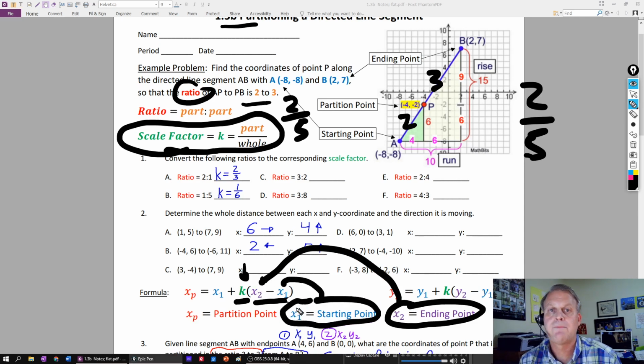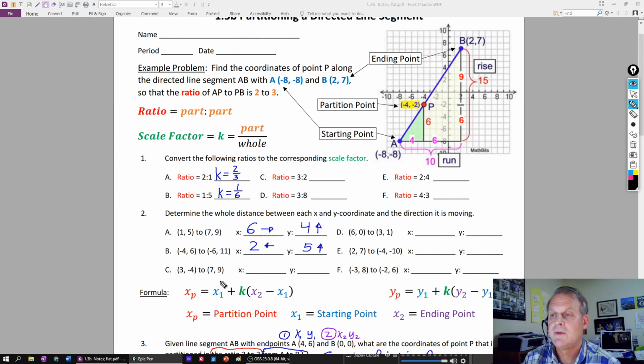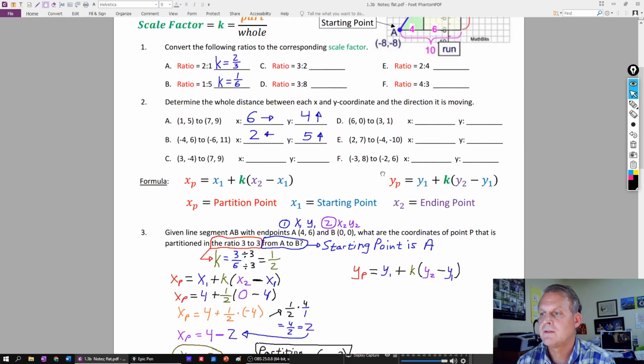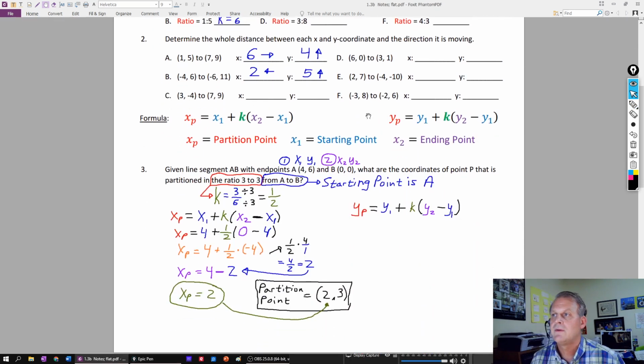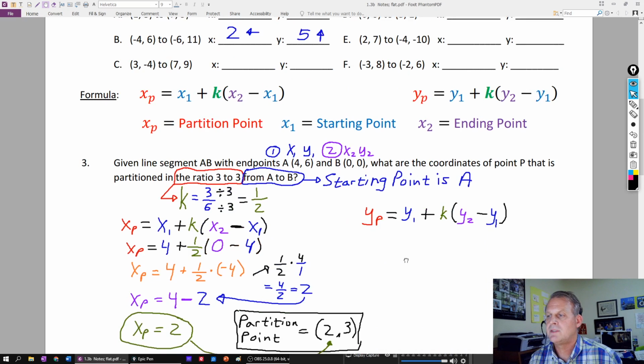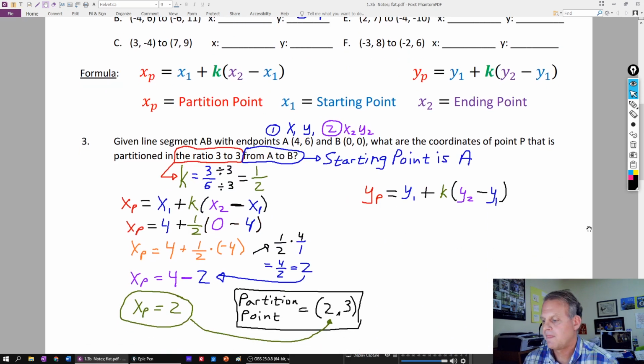Okay. So hopefully this formula makes sense. It's really important for you to understand formulas. For the geometry EOC coming up, you have very few formulas that they give to you. You have to memorize them, and the best way to memorize them is to understand them. So you need to understand how this formula works. Okay. So I think we're ready to zoom in now and actually do a particular problem.